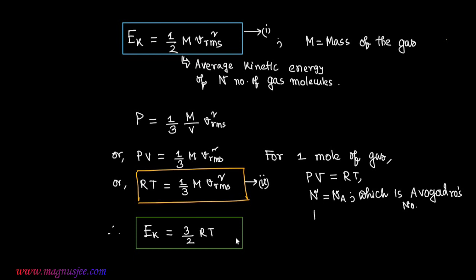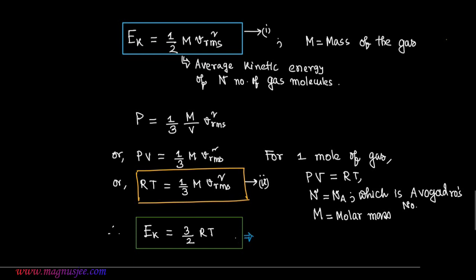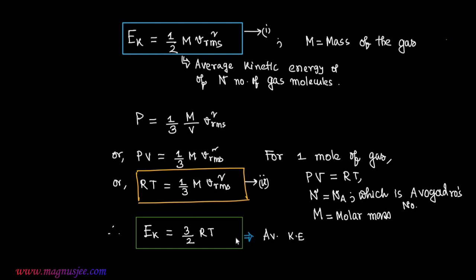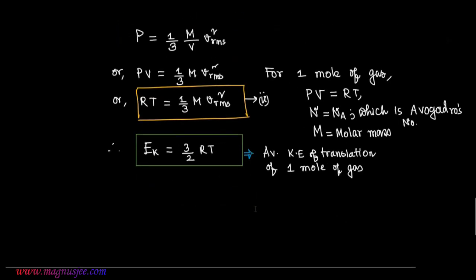Therefore, the average kinetic energy of translation Ek will be 3/2 RT, where capital M is the molar mass. We get the average kinetic energy of translation of 1 mole of ideal gas, Ek, equal to 3/2 RT, which is the average kinetic energy of translation of 1 mole of gas.